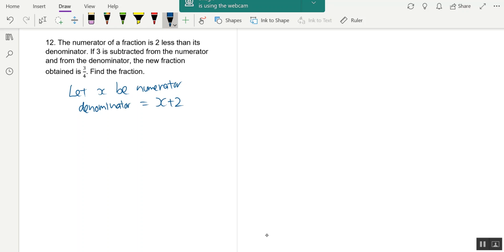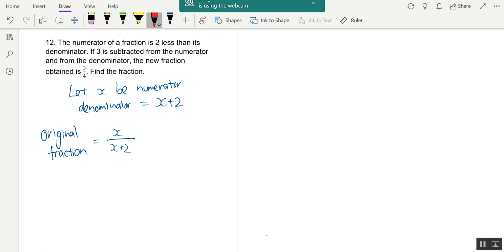So the original fraction, it's okay to write down all this. Take pride in your work. Use all this to find out how it's going to help you solve the problems later. The original fraction is x over x plus 2. If 3 is subtracted from the numerator and the denominator, the new fraction becomes 3 over 4. Find the fraction.